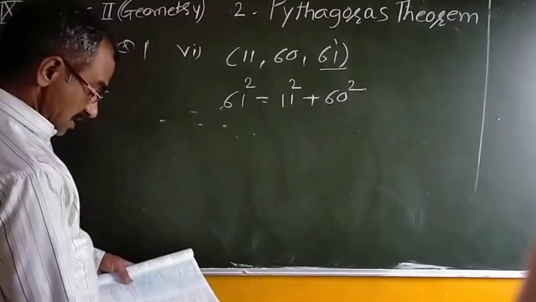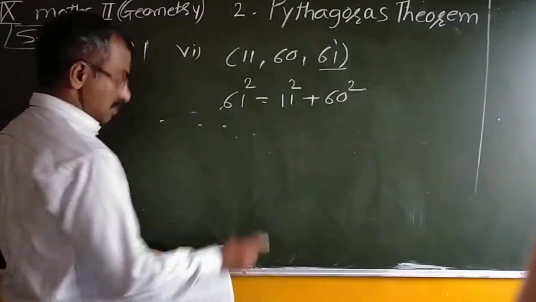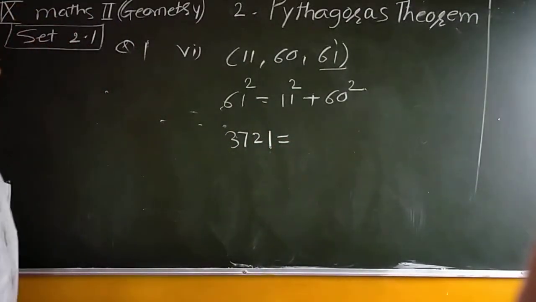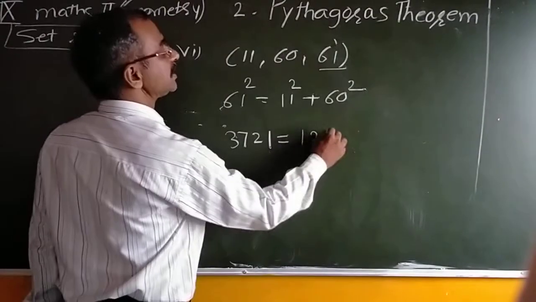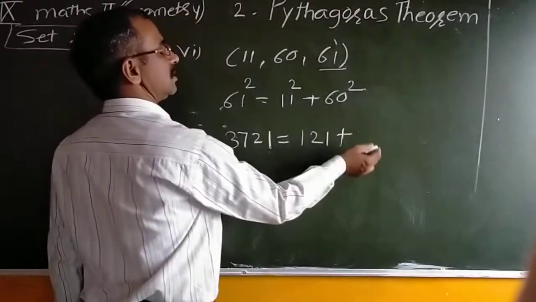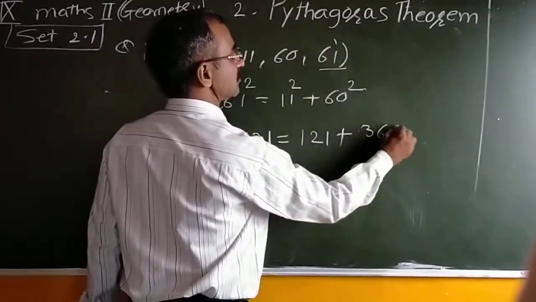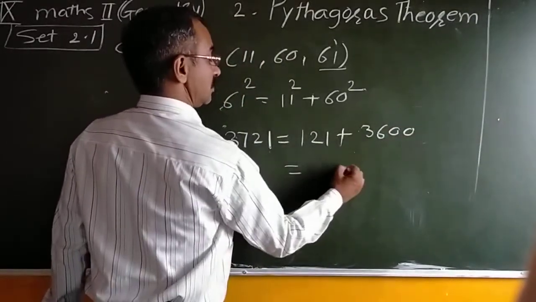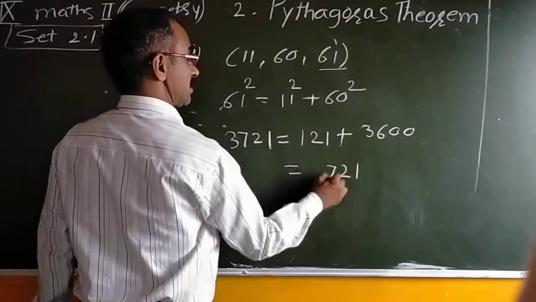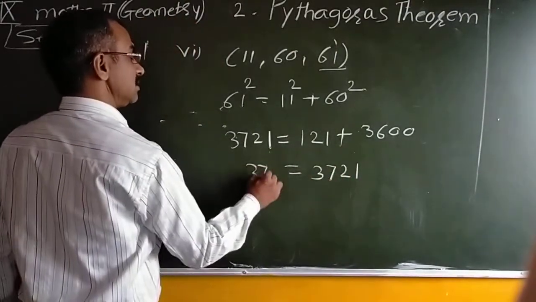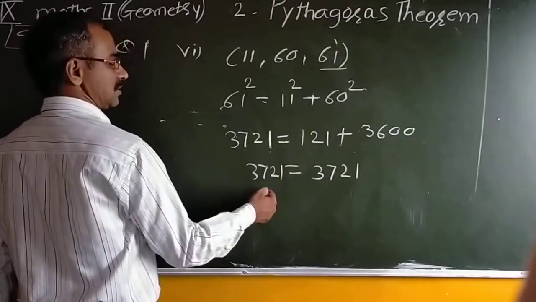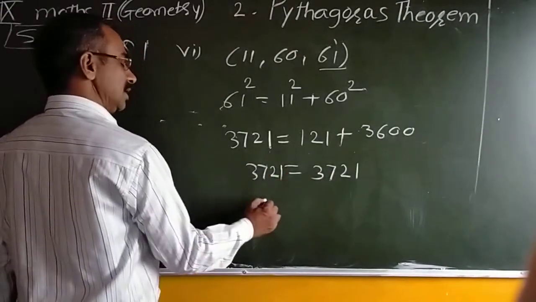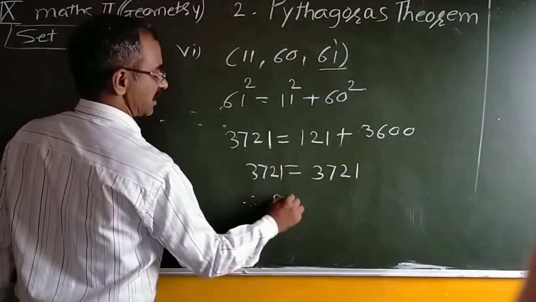Therefore, 61 square is what? 3721. 11 square is what? 121. 60 square is 3600. Then by adding it, we get 3721. So 3721 is equal to 3721. Both are equal. So it is a Pythagorean triplet.